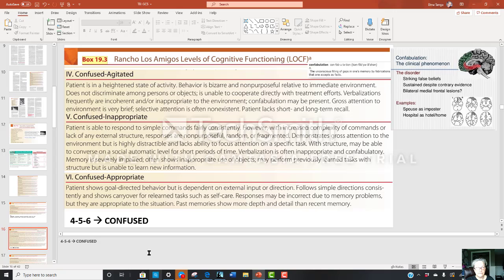So 5 may perform previously learned tasks with structure but is unable to learn new information, like using a walker. If they've never used a walker before, they're probably going to have difficulty with a walker at 5.